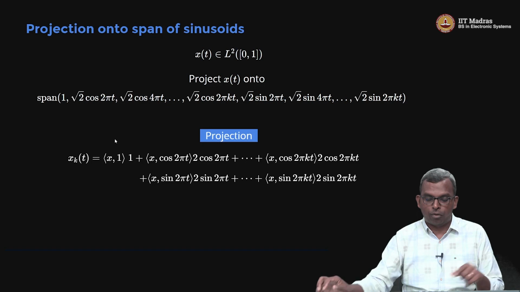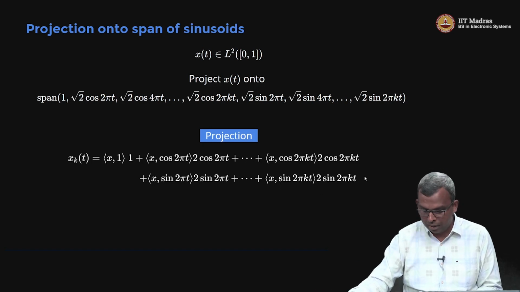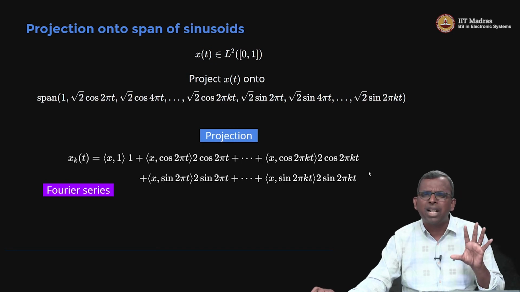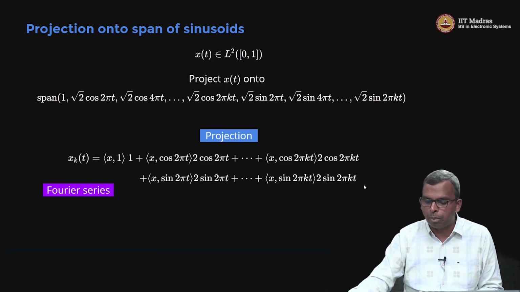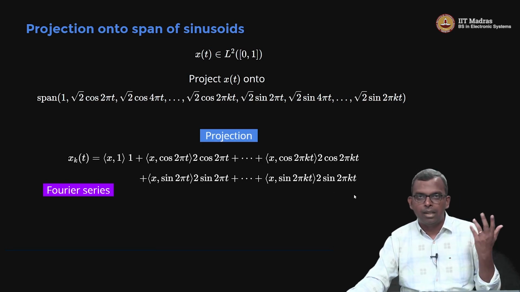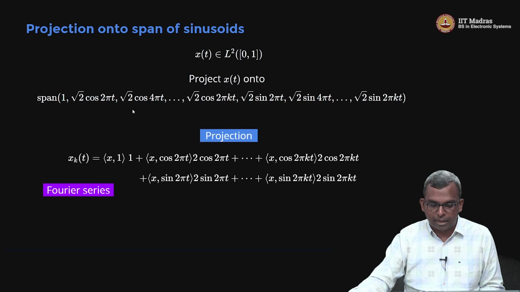So this kind of function xk of t is very, very special. It goes up to k, and it's in fact called the Fourier series, or the partial Fourier series. It stops at k, so it's a partial Fourier series. As you keep increasing k on and on, you get the entire Fourier series. So this is xk of t.